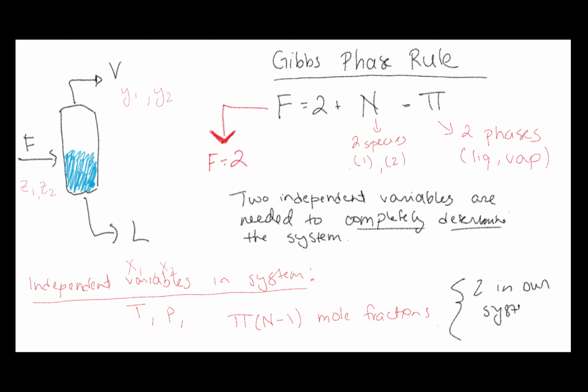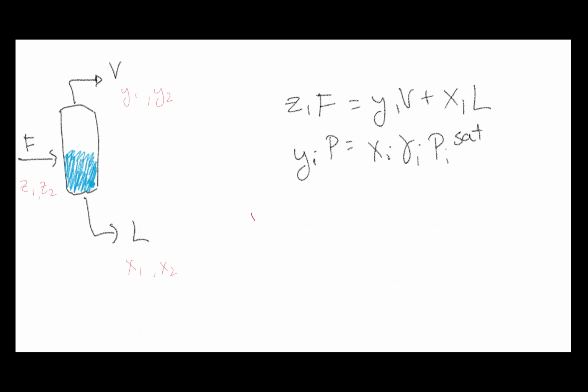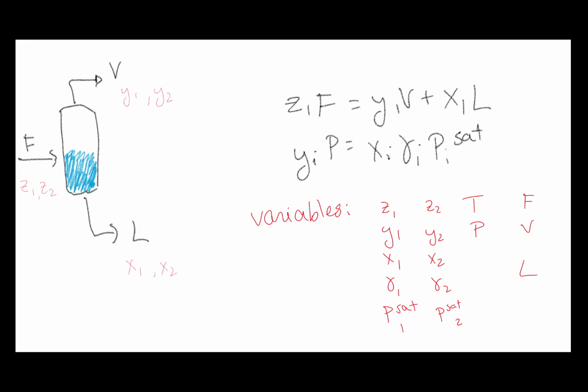So in our system, we have 2. This should be 2 because the number of phases we have is 2 and the number of species we have is 2. If you work this out, that means that the number of independent variables in our system is 2. So what does that mean? Right? So we can write out all of our variables in here. And in the case of the flow system, we also have these flow rates.